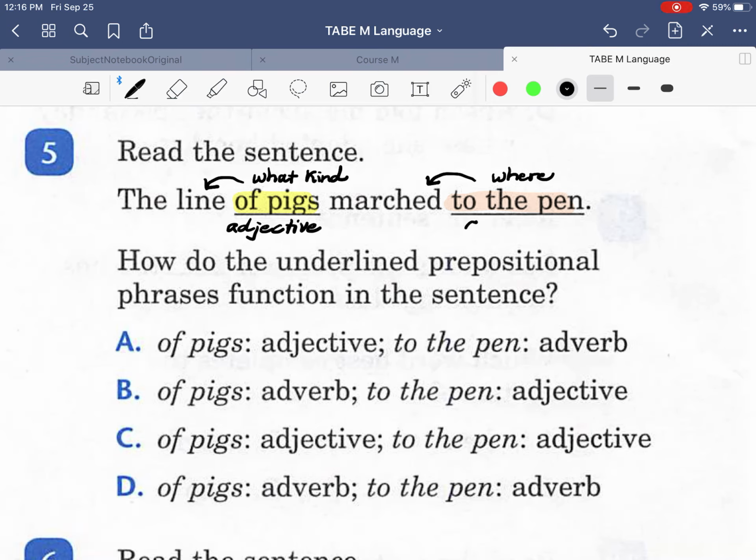Where is an adverb. So I am going to go with A on this one. That's a good question, guys. That's an advanced question. You really have to understand your parts of speech and what's going on here to be able to answer that. So if you knew the answer to that one, good job.